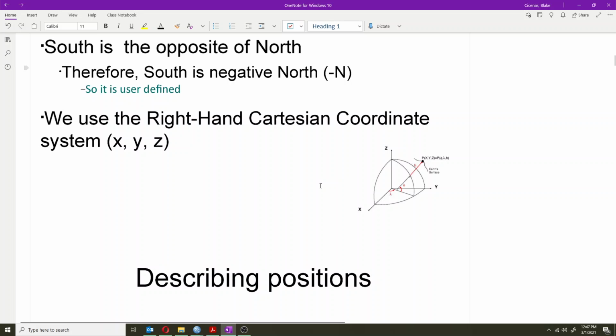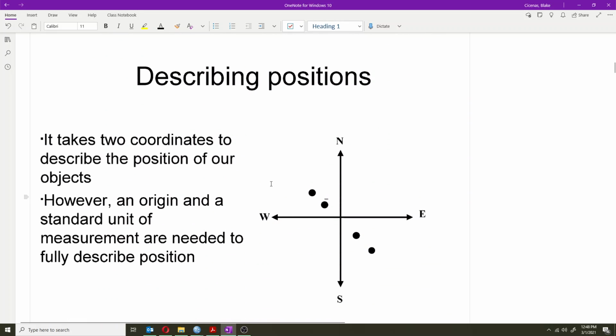I already mentioned we use what's called the right-hand Cartesian coordinate system, where we have x right here, y, and z. We're only ever going to deal with one dimension for what we do. Even Physics 213 and even 313 only deal with two dimensions at best. They rarely get to three because it gets a bit more mathy. Describing positions: it takes two coordinates to describe the position of our objects, because you have to have one to base the other off of. And more importantly, an origin is needed so that we can fully describe the position.